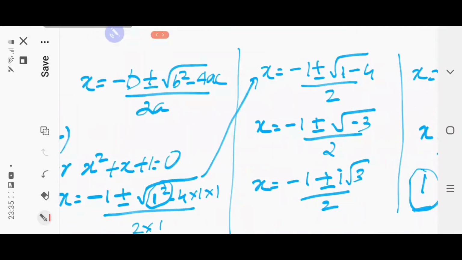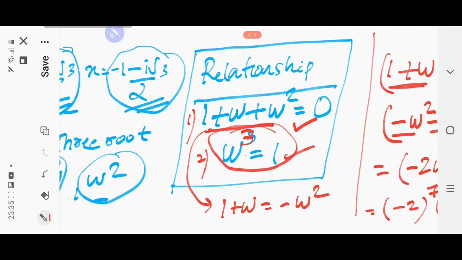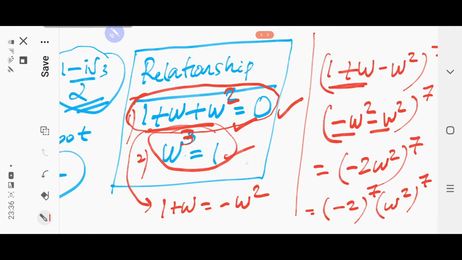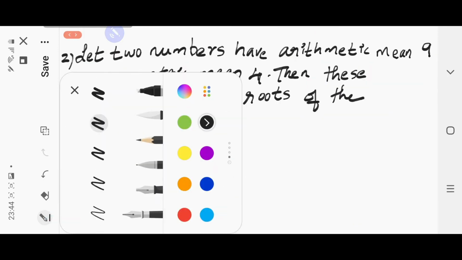And understand these two relations. Which are the two relations? One is 1 + ω + ω² equal to 0, and ω³ is equal to 1. These are two important relationships to be studied whenever you deal with the cube root of unity. Is it clear? Okay, very good.